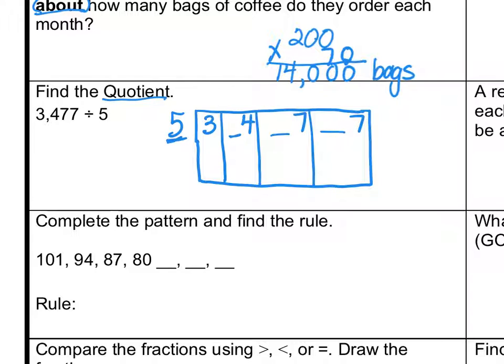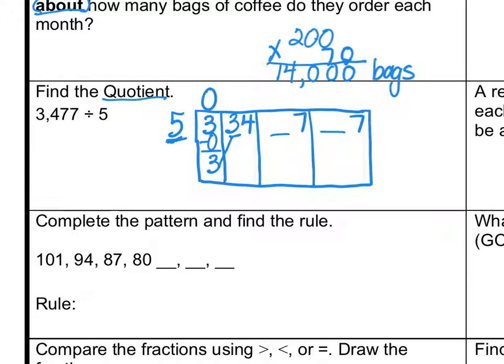So we start with making groups of 5. If we're making groups of 5, how many can we get if we only have 3 of something? Well, none. 0 times 5 is 0. We subtract, and that difference is 3. It pops up in front of the next digit. So now we're looking at 34.